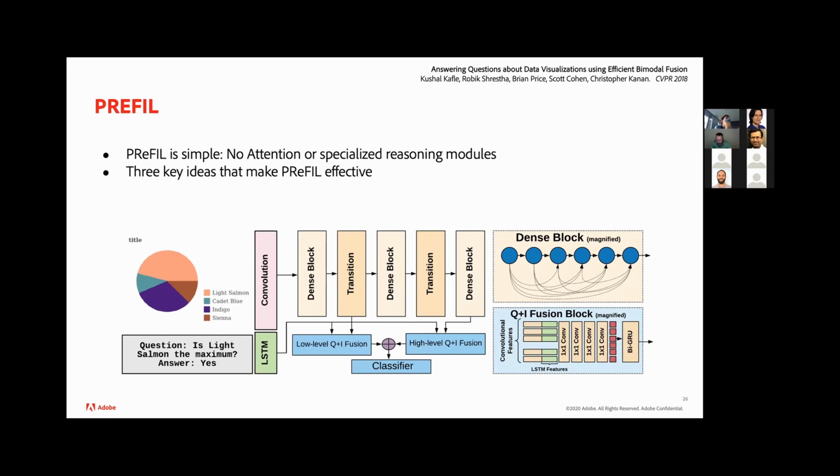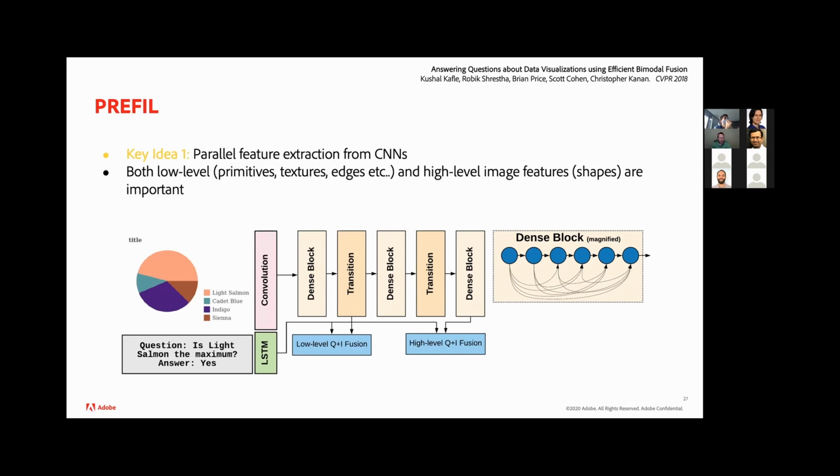And so for our prefill method, the way that it would work, here's kind of the whole model. And there's three key ideas. Let me go over each of these. So the first one is that we would pull both low level and high level features. And so we have the chart, which you see here, which would go through some convolution. And then we would have a question that would go through an LSTM.